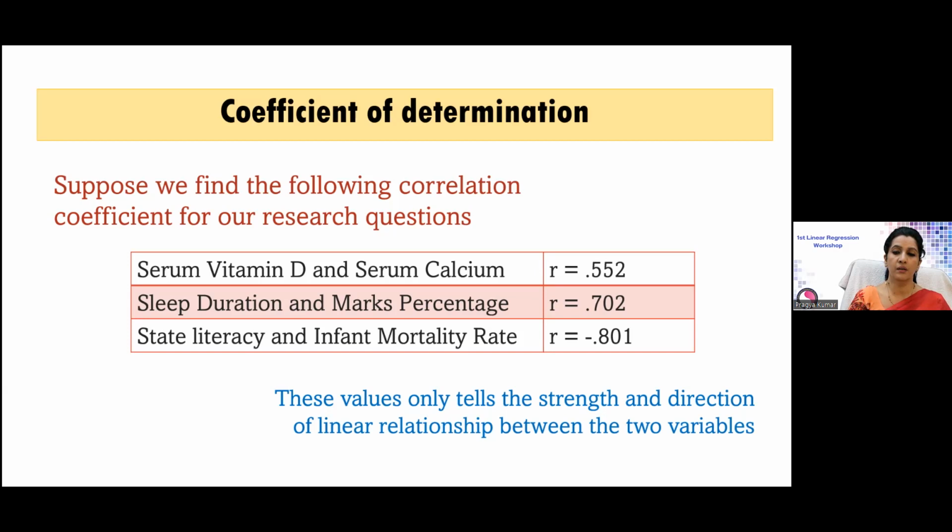So suppose your correlation coefficient between the serum vitamin D and serum calcium level is 0.5. Similarly, the correlation coefficient between the sleep duration and percentage of marks is 0.7, and the correlation coefficient between the state literacy and infant mortality is -0.8. So these values tell us the strength and direction of linear relationship.